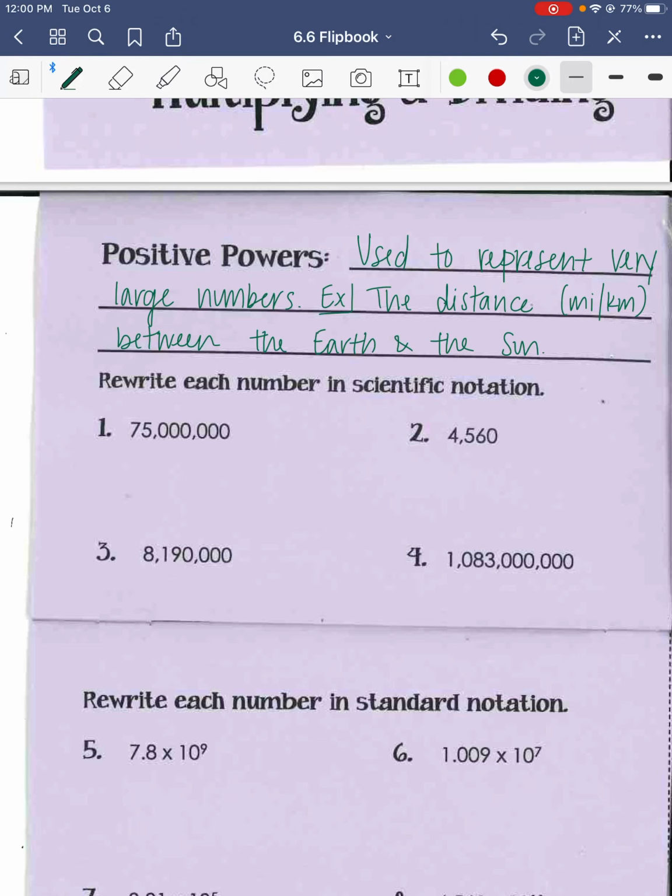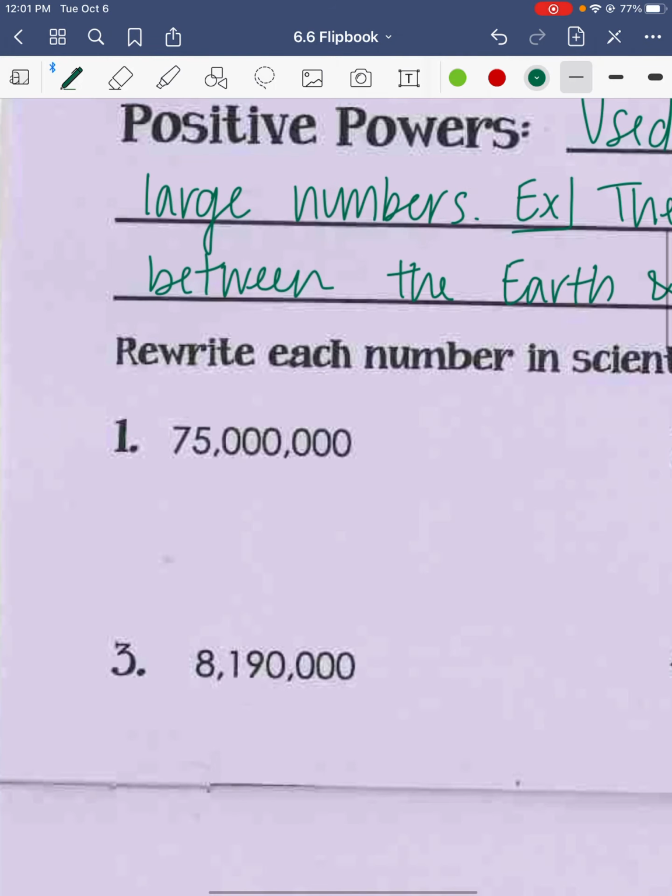Okay, so let's do number 1 and number 2 here. Rewrite this number in scientific notation. So the decimal is over here to the right, and we're going to see how many spaces over we're going to move it.